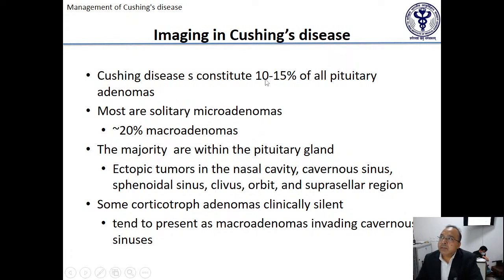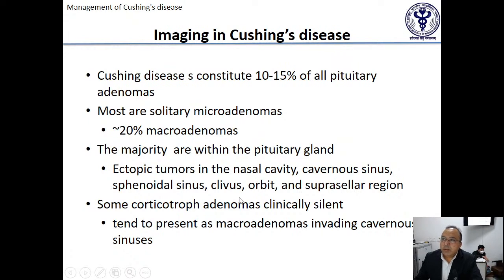Cushing disease accounts for around 10 to 15% of pituitary adenomas. In most cases, we see pituitary microadenomas within the pituitary gland. In our experience, in up to 20% of cases we see pituitary macroadenomas. Sometimes we can see ectopic pituitary adenoma in the region of the nasal cavity, cavernous sinus, or sphenoid sinus.